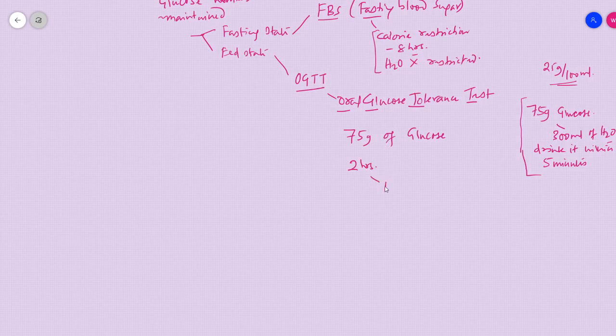withdrawn. After 2 hours, blood is withdrawn, and again the plasma glucose level is determined.